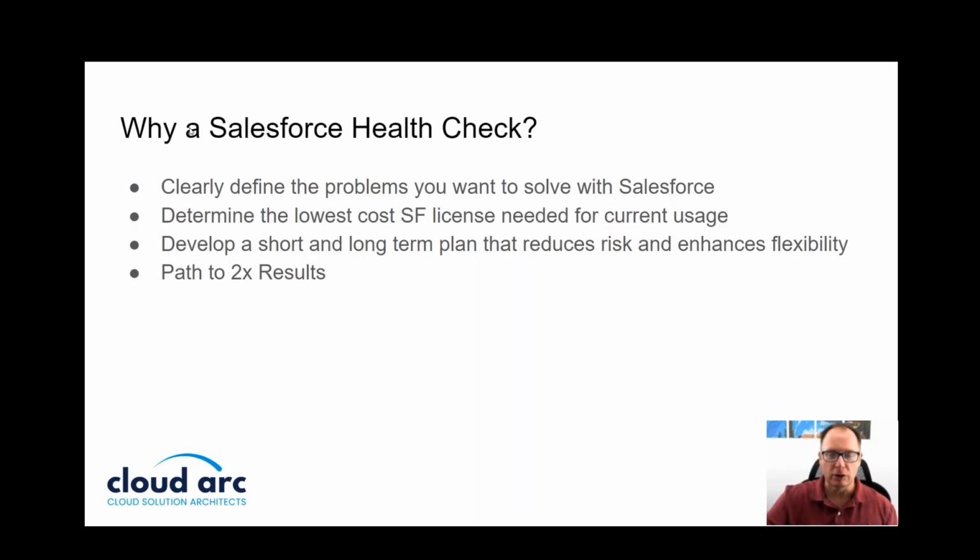And usually those greater results can come from additional features that can be purchased when they're needed. And finally, we want a path to what we call 2x results. I'm going to talk about our results framework in just a few moments.